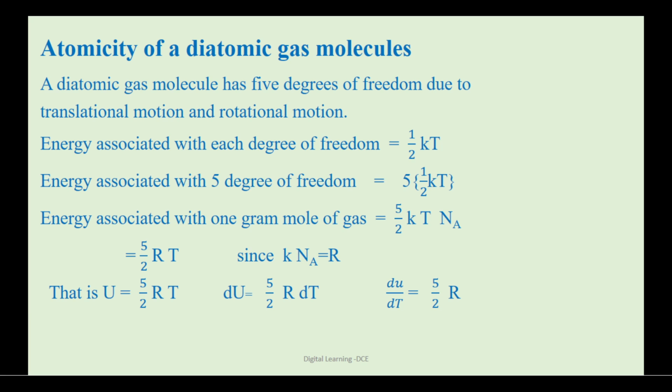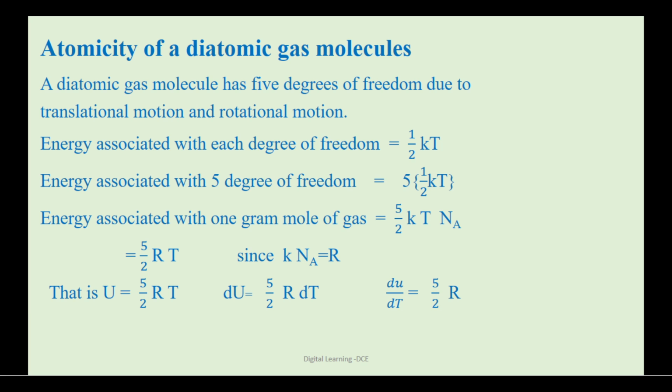Then, according to the law of equipartition of energy, the energy associated with each degree of freedom is equal to half kT. The total degrees of freedom for a diatomic gas molecule is 5. Hence, the energy associated with 5 degrees of freedom is equal to 5 times half kT.